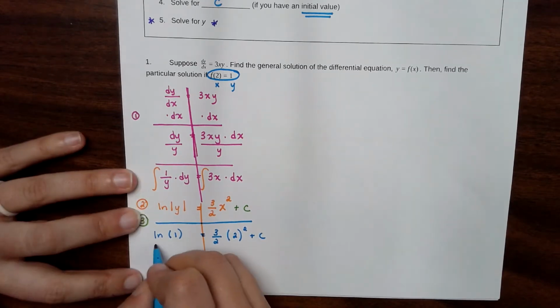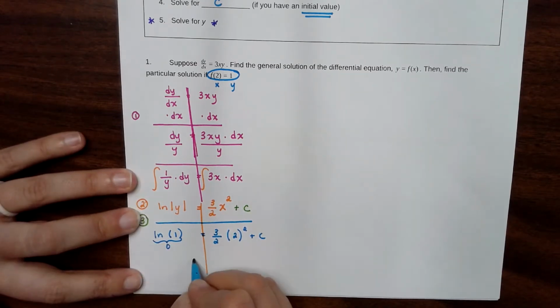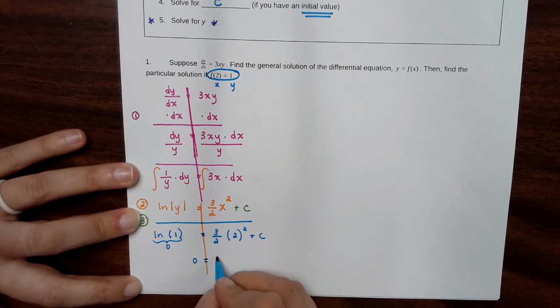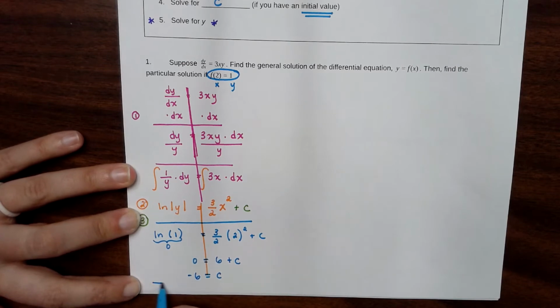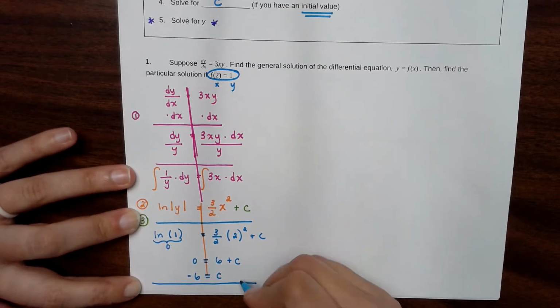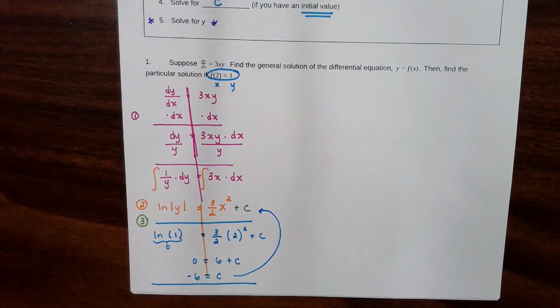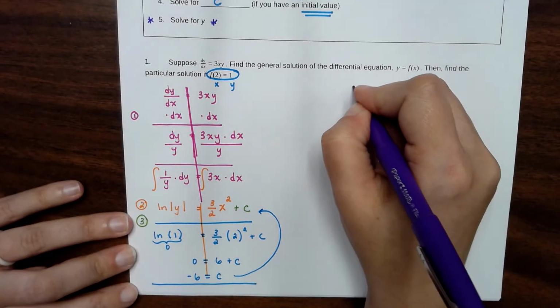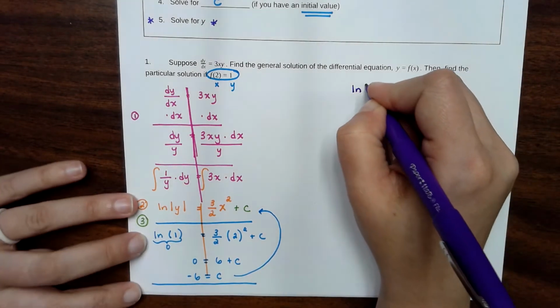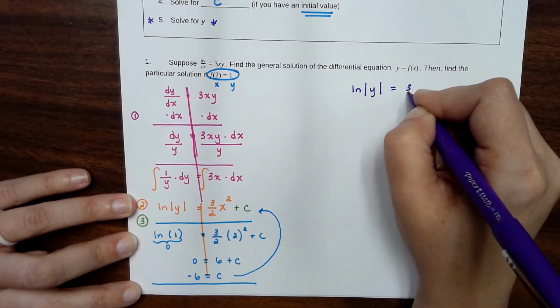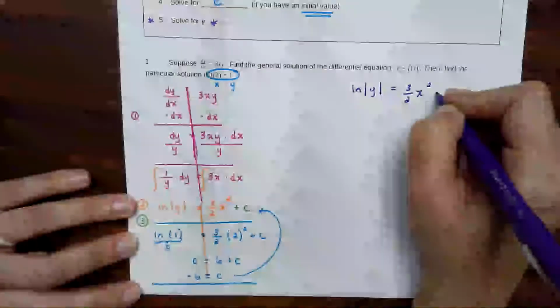Now, one of the things we need to know here is that the natural log of 1 is 0. So we end up with 0 equals 2 squared is 4, divided by 2 is 2, times 3 is 6. So 6 plus c, which means c should be negative 6. That's kind of a detour to find the value of c, and now what I'm going to do is plug the value of c in. So using this information, I know that the solution to my differential equation is that the natural log of the absolute value of y is 3 over 2 x squared minus 6.